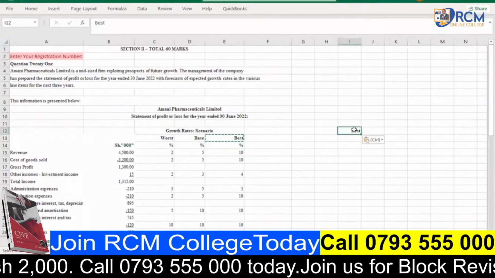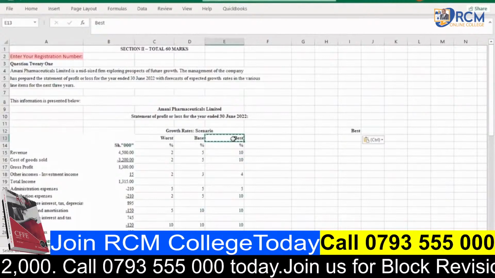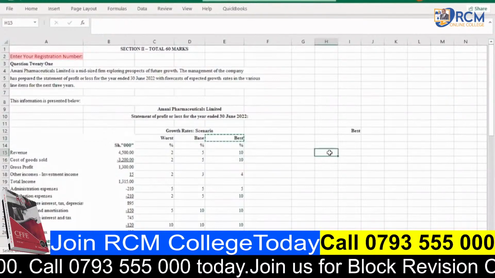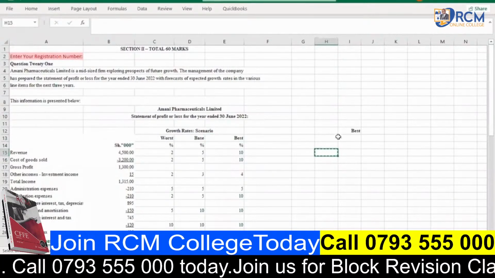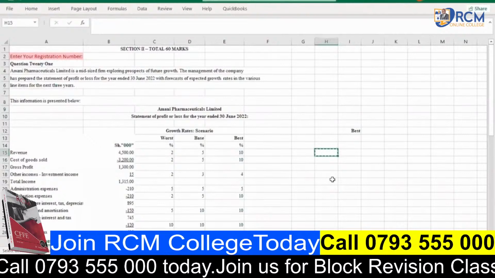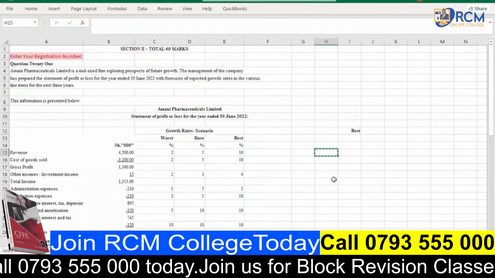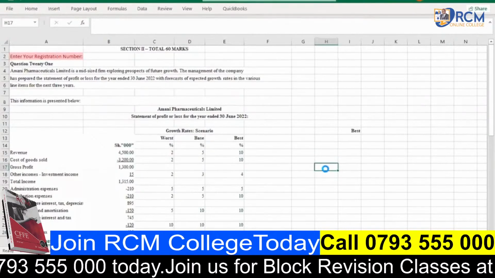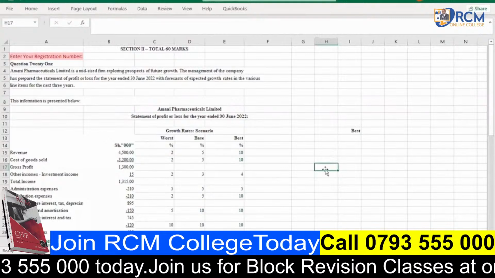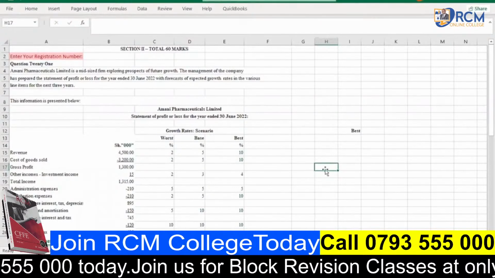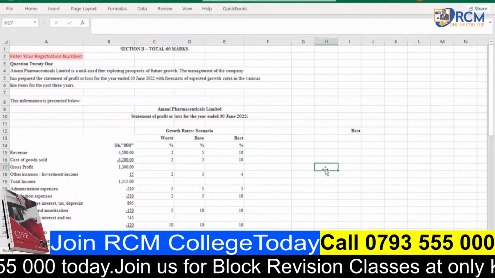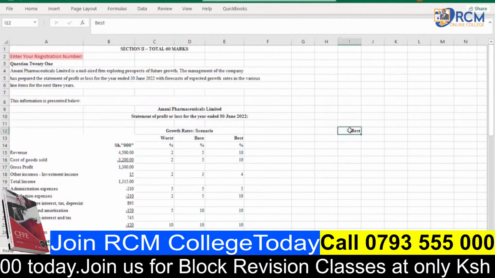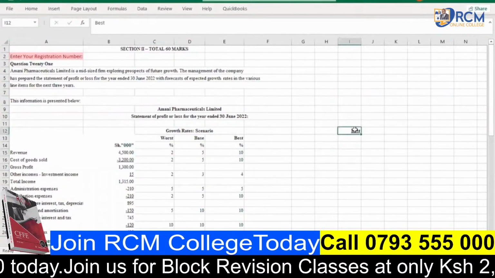Then let's move to C. Control C is basically copying. It does not paste that information here, so option C is out. Then Control U. What will Control U give us? Let's see. Control U is basically to underline. If I come to this section and press Control U, it is going to underline that information.